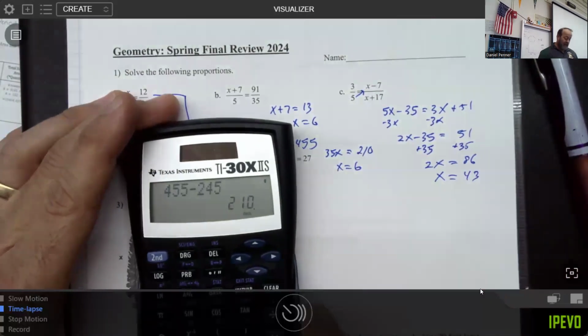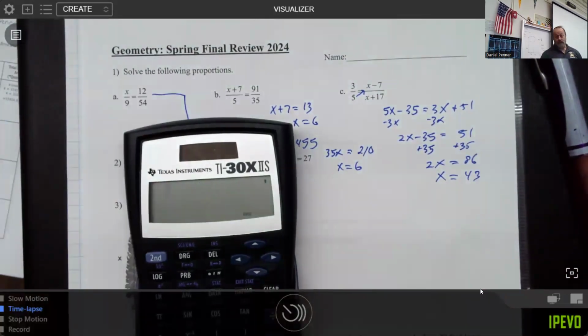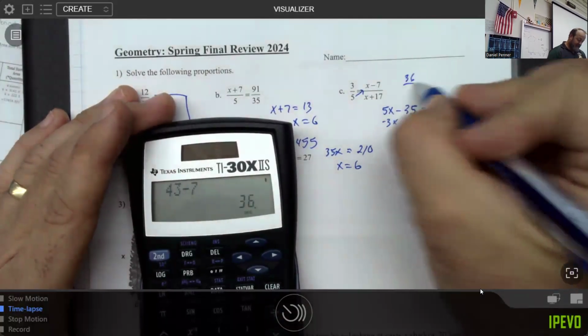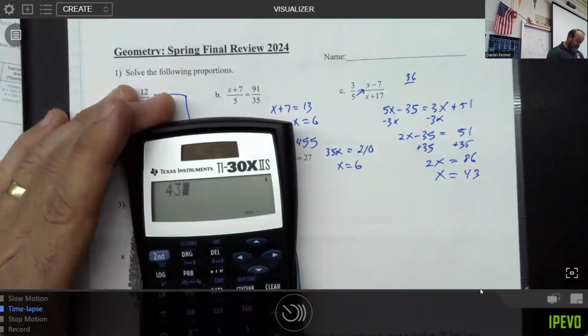Now, for me, what I'd like to do is I'd like to just double check that I actually didn't make a silly mistake, right? So 43 minus 7 is 36. So let's see, I got 36. And 43 plus 17 is 60.